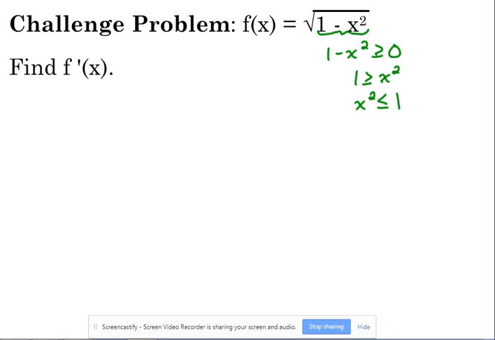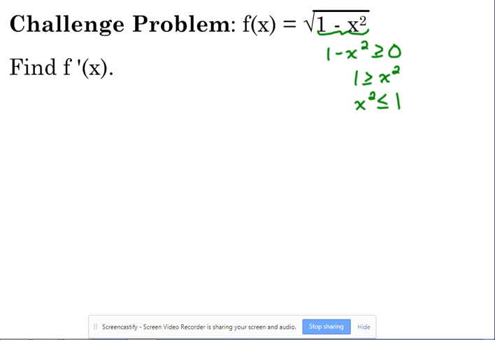But let's think about, is it values less than 1 that are going to work, or is it values greater than 1? So let's just pick an easy one, 2. 2 squared is 4. 4 is not less than or equal to 1. So it must be numbers that are less than 1. So say, for example, 1/2. 1/2 squared is 1/4, and 1/4 is certainly less than 1.